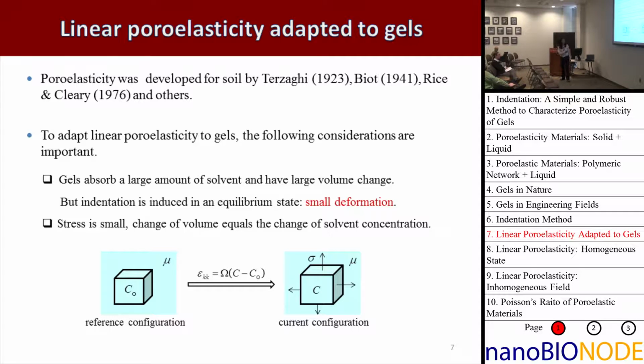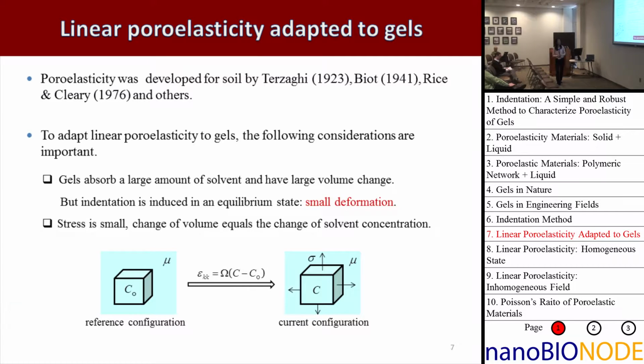The second consideration is, as I told you, gel is very soft. So the stress it can sustain is usually small. So under this stress, you can't compress the individual solvent molecules or polymer chains. So the individual polymer chains and solvent molecules can be viewed as incompressible. So the volume change of the material is solely due to the change of solvent content.